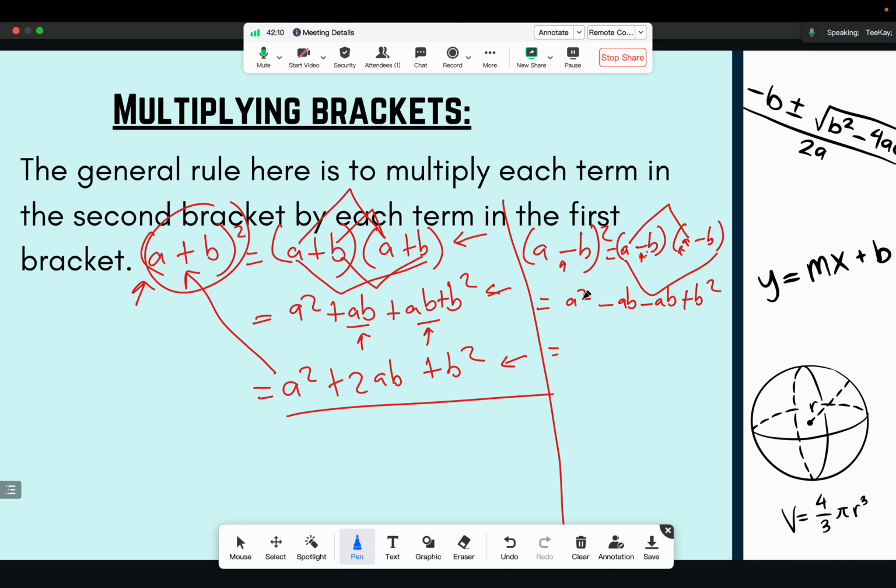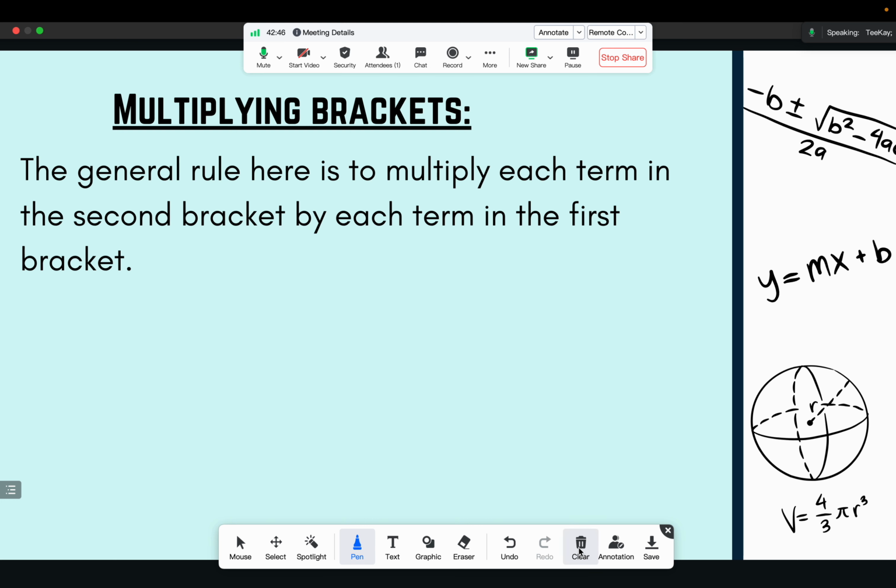So now the like terms, these are like terms. So say a squared, this will give us minus 2ab plus b squared. So now you can see that these expressions are almost the same. The difference is here we have a positive sign, here we have a negative sign, which is changed by the sign we have here and here. So that's what happens when we have this kind of expression.